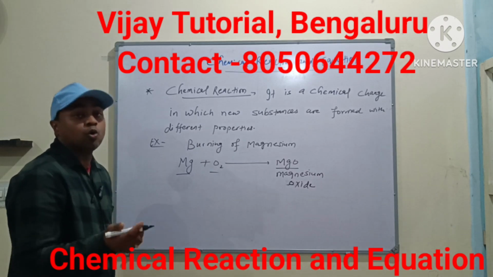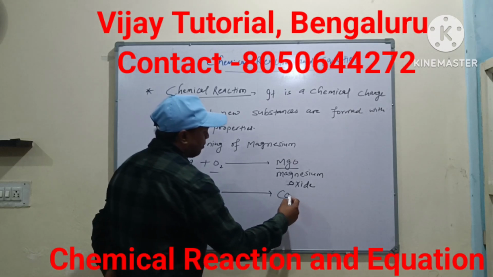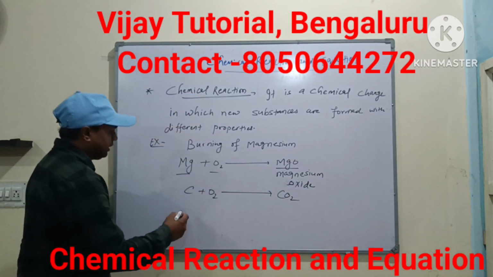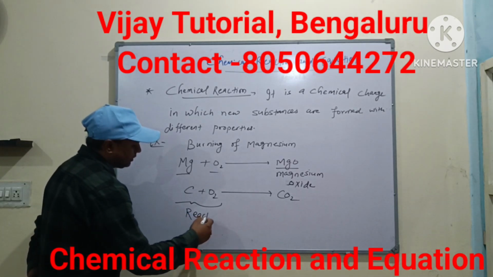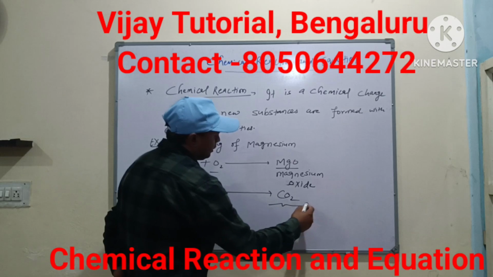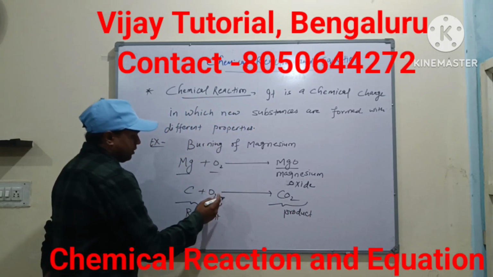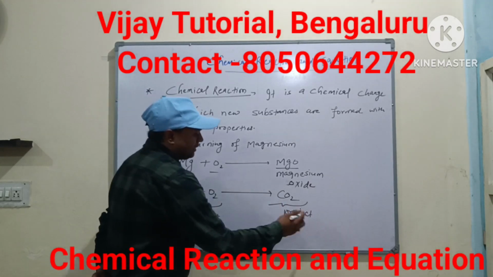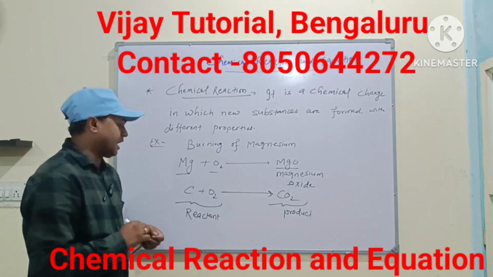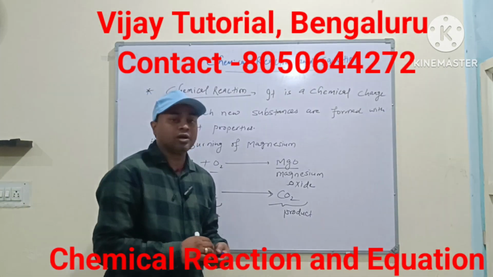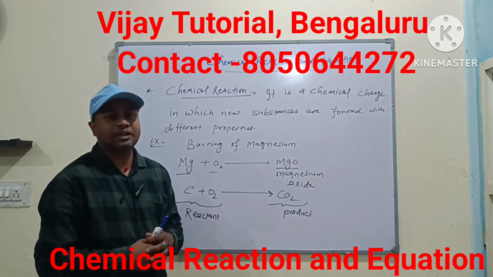Similarly, burning of carbon, coal. You have seen coal, right? Once you burn the coal, coal reacts with oxygen and gives carbon dioxide. See the left hand side: the substances which are combined are called reactants, and the new substance which is formed is called the product. Generally, reactants are written on the left hand side, product on the right hand side. Reactants are the substances which are combined during a chemical reaction, and a product is a substance which is formed during a chemical reaction. Is it clear? So this is about chemical reactions.